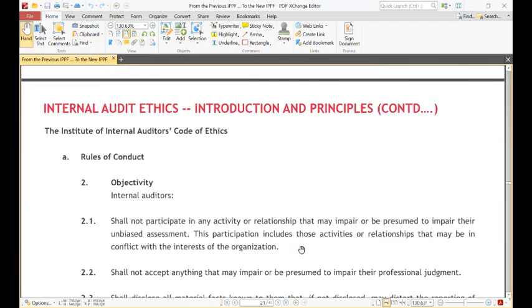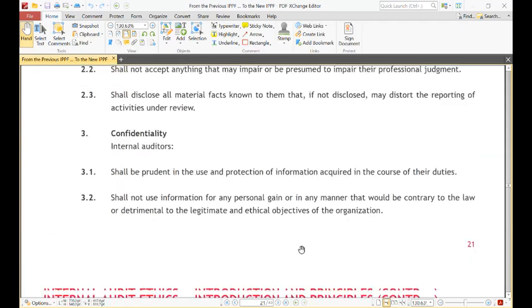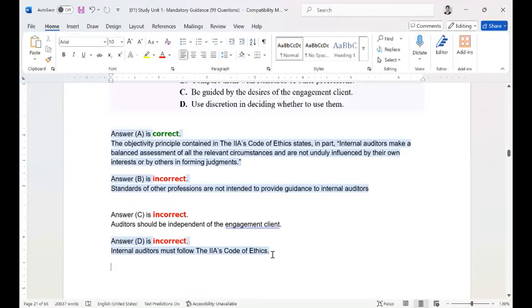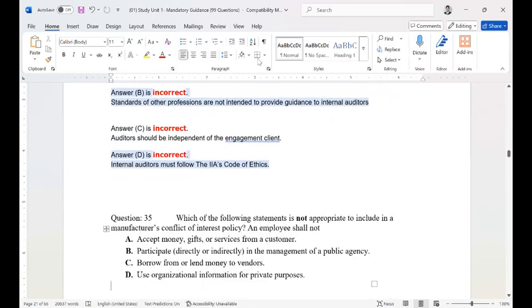Now let's go to competency. Shall engage only in those services for which they have the necessary knowledge, skills, and experience, and perform the audit according to standards. That's competence. If you do not follow the standards, you're incompetent. Now you know in the note where to look, right? That's the purpose of doing these questions. If you just study it, sometimes you will not understand. Yeah, you have a question?